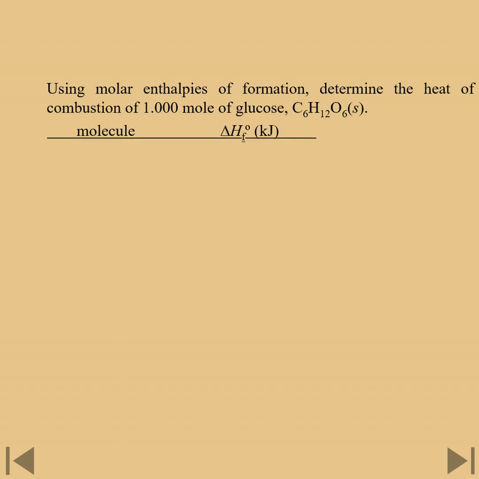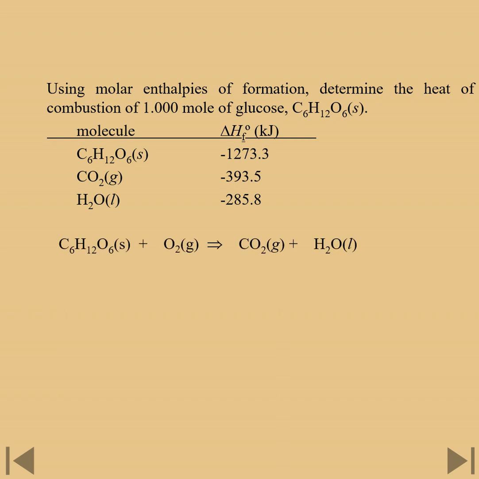Okay, we're asked to use molar enthalpies of formation to determine the heat of combustion of 1 mole of glucose, C6H12O6. Well, we need the chemical reaction, and so we have glucose reacting with oxygen to form carbon dioxide and water. Remember, any combustion reaction, we have our organic compound, plus O2 goes to CO2 and H2O, so that portion of the reaction is always the same. Okay, and to balance this is the coefficients that I come up with.